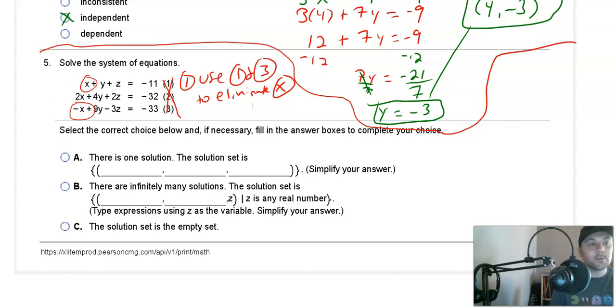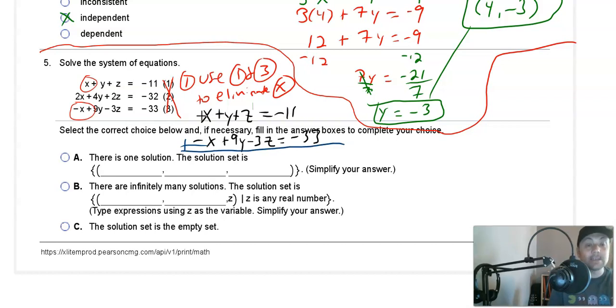So I'm going to write the 2 equations over here, one underneath the other. I guess I was going to say side by side, but that's not really the same thing, is it? Side by side would be left and right. So this will be one on top of the other. So that's the first equation. The second equation is -x plus 9y minus 3z equals -33. And I can just go ahead and add these together. I don't have to do any preparation because x is already set up to cancel out. So the x's will cancel out. I get 10y minus 2z equals -44. All right, so that's the result from step 1.